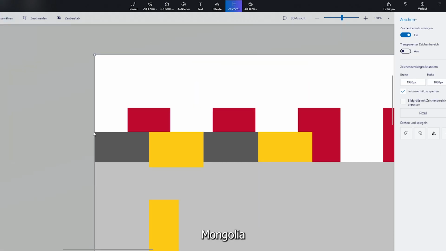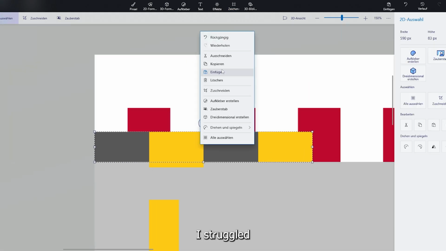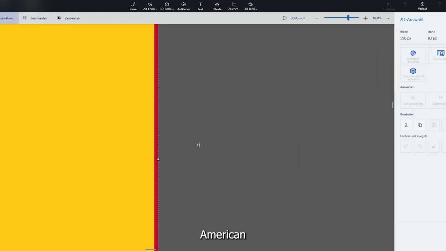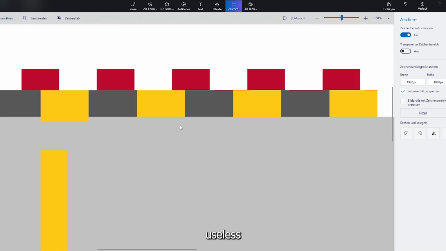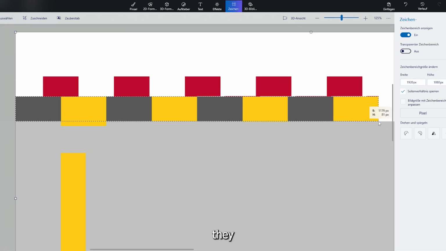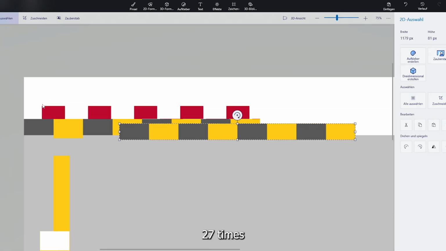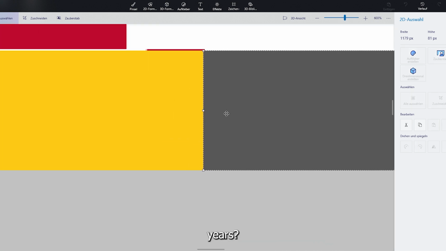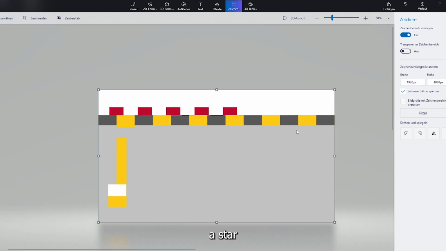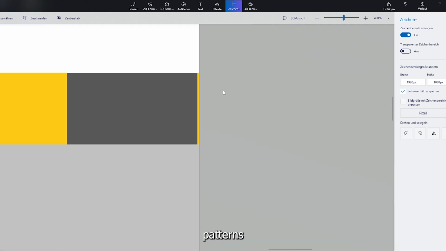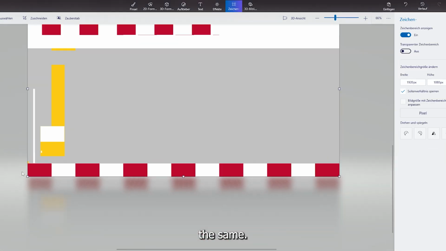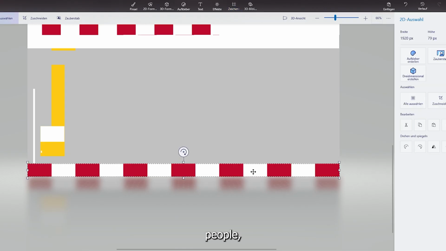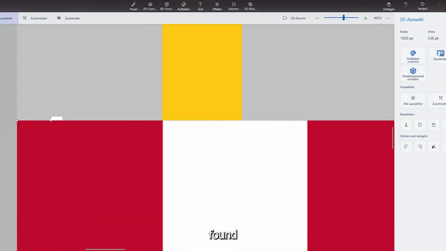Just like with the Mongolia redesign, check that out, I struggled at the start because America's flag history is useless and wasn't great. I'm sure they changed the flag like 27 times in the past 150 years, but it's literally just adding a star after star after star. It's all the same. Maybe there are some cool patterns here and there, but all in all the same.